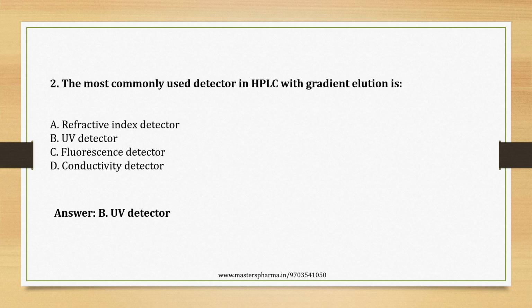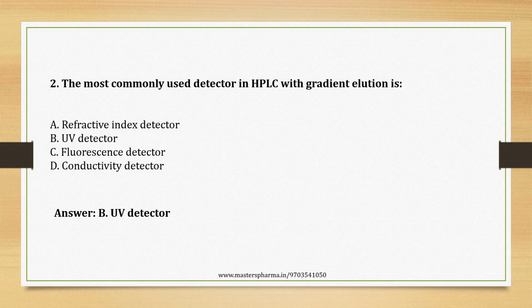Now we see the other options. Refractive index detector is not suitable because refractive index detectors are highly sensitive to changes in mobile phase composition. During a gradient elution, the baseline becomes unstable. Thus, RI detectors are only used in isocratic HPLC. This is the worst detector for gradient work. Option C, fluorescence detector, is very sensitive but not universal. It works only for fluorescent compounds. Option D, conductivity detector, works mainly for ion chromatography, not standard gradient HPLC.